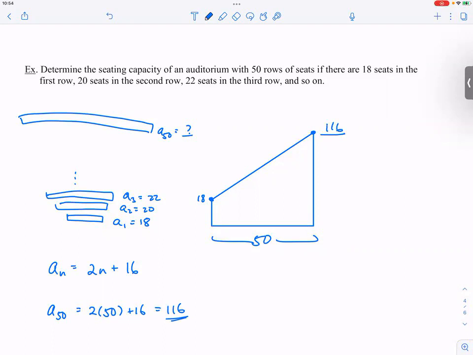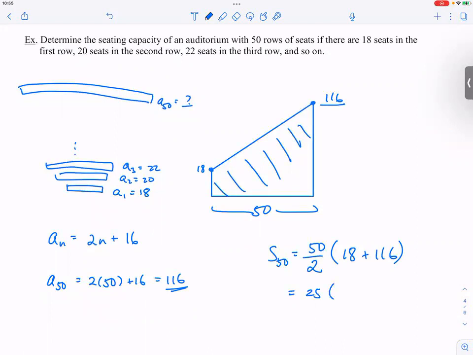So you have 50 rows, and you have to increase 2 seats per row as we go on. So the 50th row, we have 116 seats. So how many seats altogether? Basically asking, can you find out the area under this curve? Can you find out the area of this trapezoid? And we say, sure. Let's find out S50. So 50 over 2 times 18 plus 116. So that is 25 times 134.